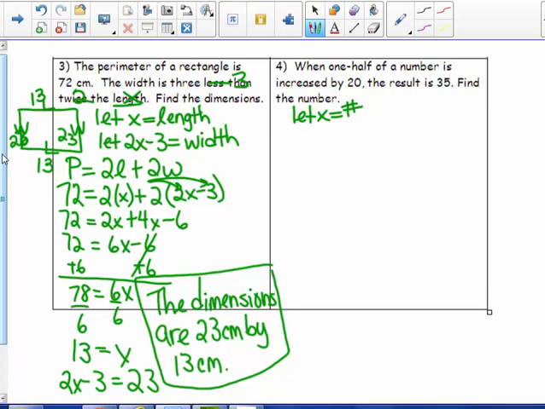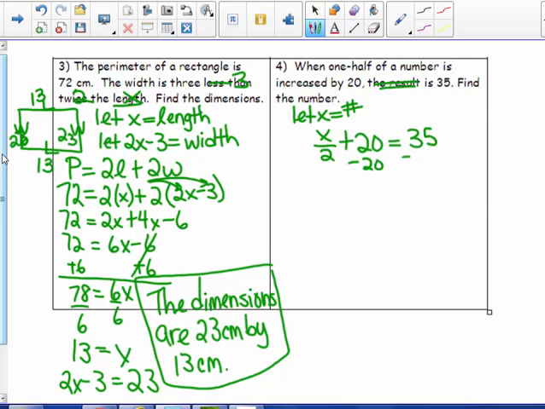When one half of a number is increased by 20, so half of that x, I could write it 1/2 x, or I could write it x over 2, both ways mean the same thing. I'm going to choose the half of x as x over 2. When half of a number is increased by 20, the result is, that's the equal sign, 35.